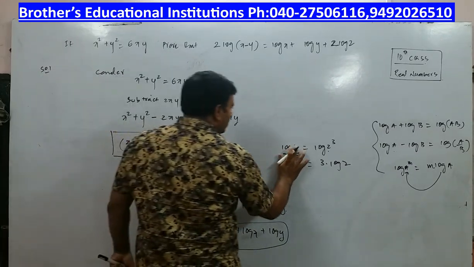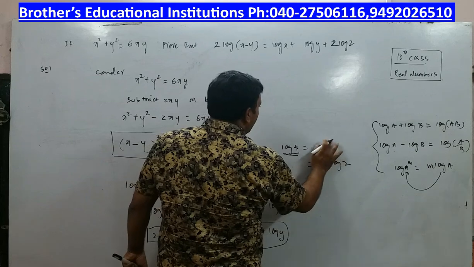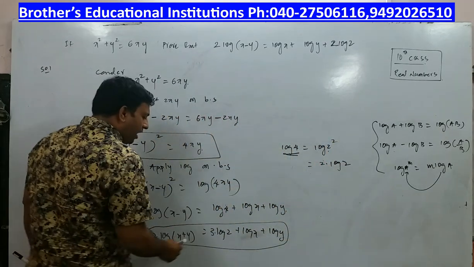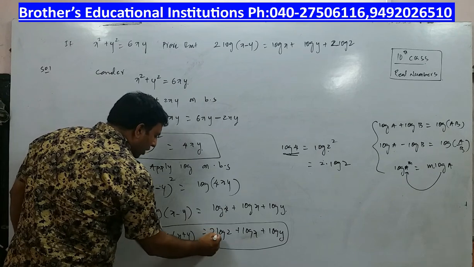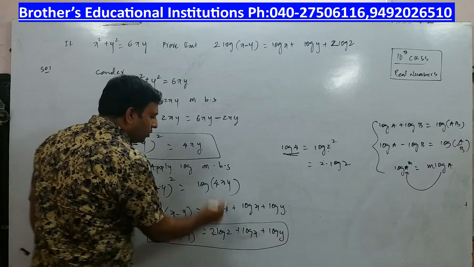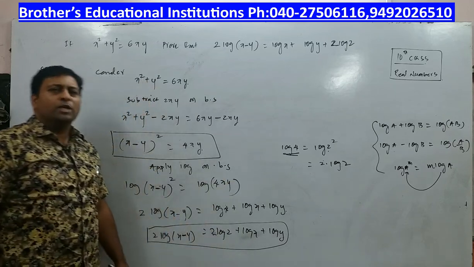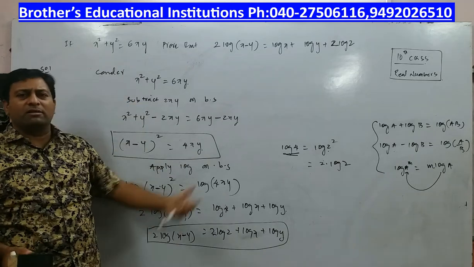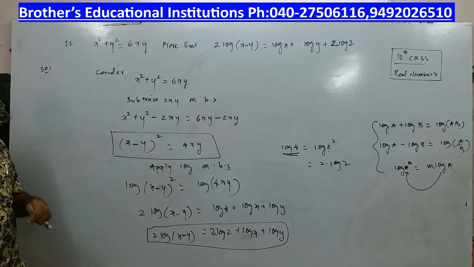Once again, log 4 is equal to log 2 whole square. What is log 2 whole square? 2 log 2. So instead of log 4, I will write 2 log 2. Therefore 2 times log x minus y is equal to 2 into log 2 plus log x plus log y. So I am sure you understood, when we add 2xy you are getting one result, when we subtract 2xy you are getting another result.